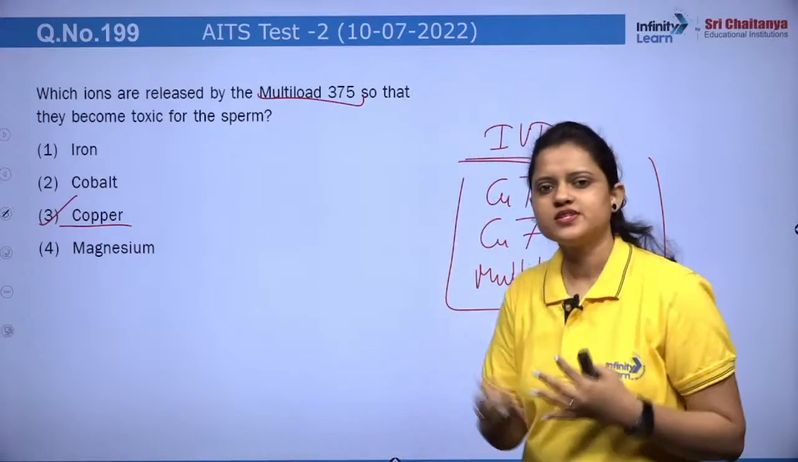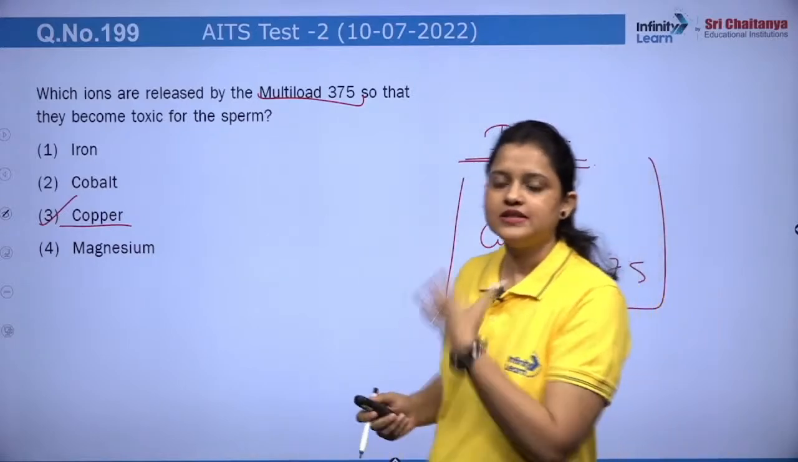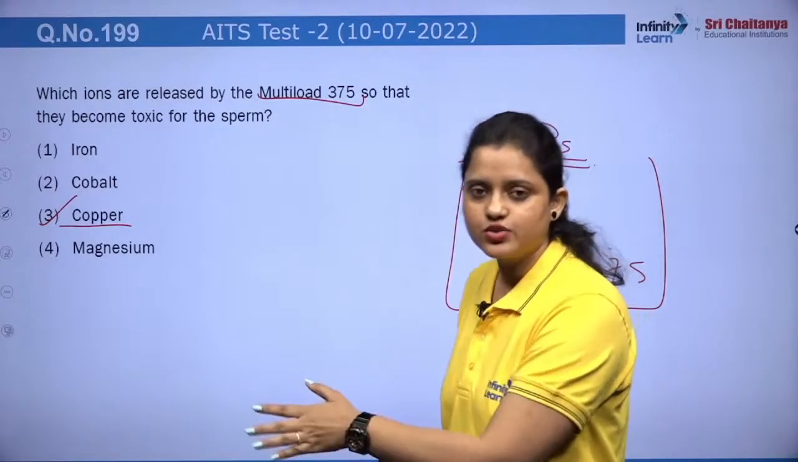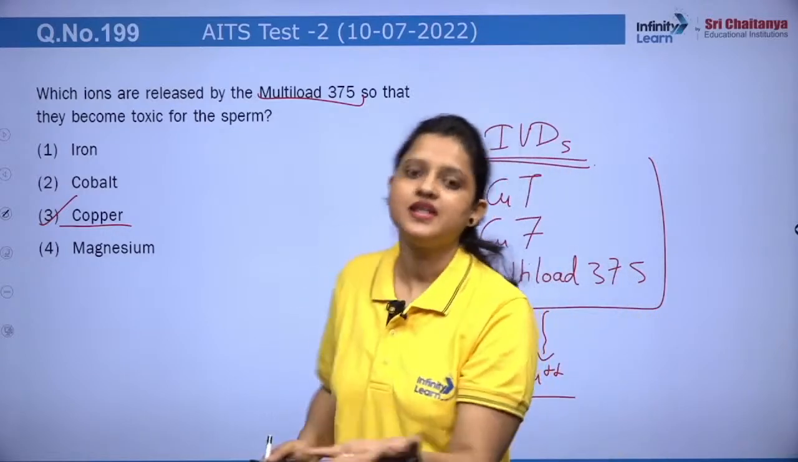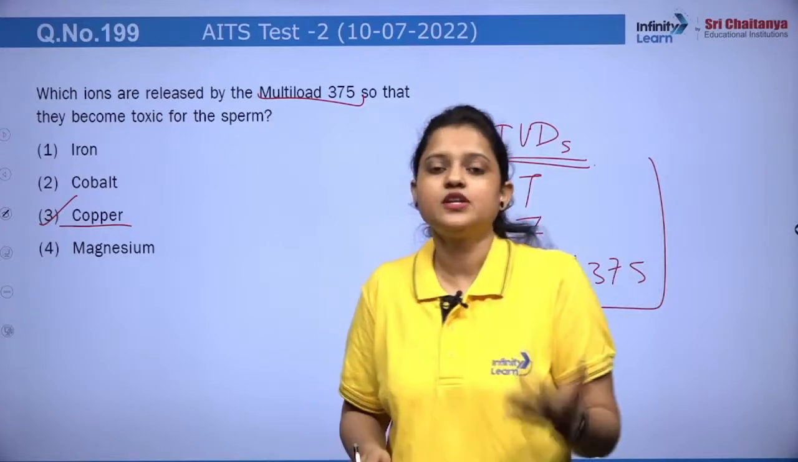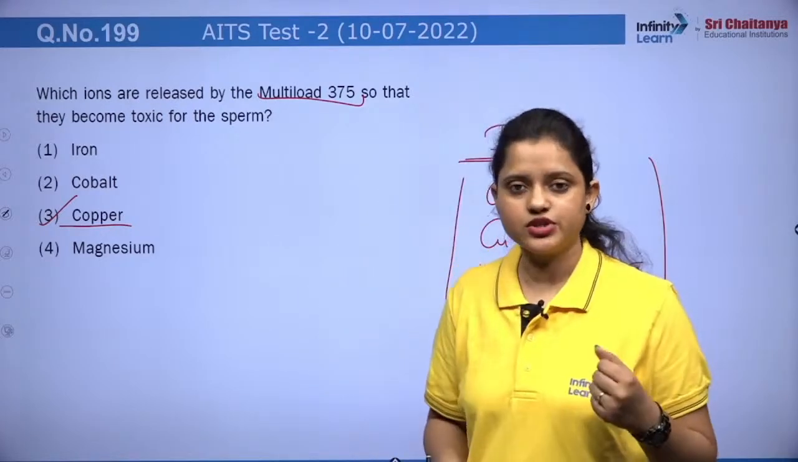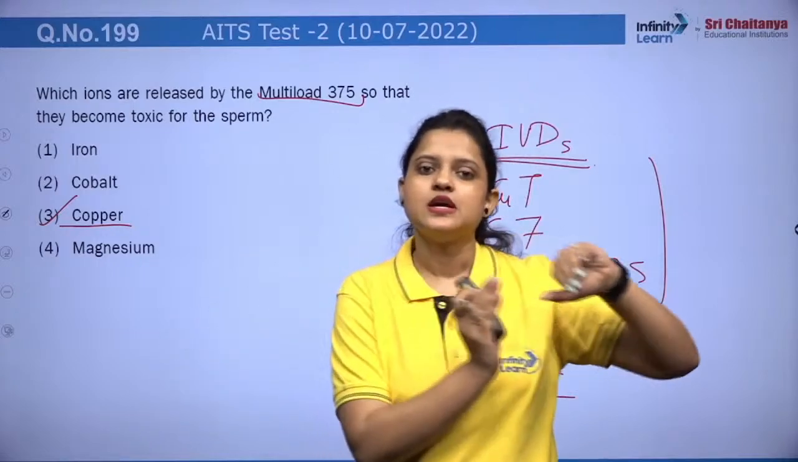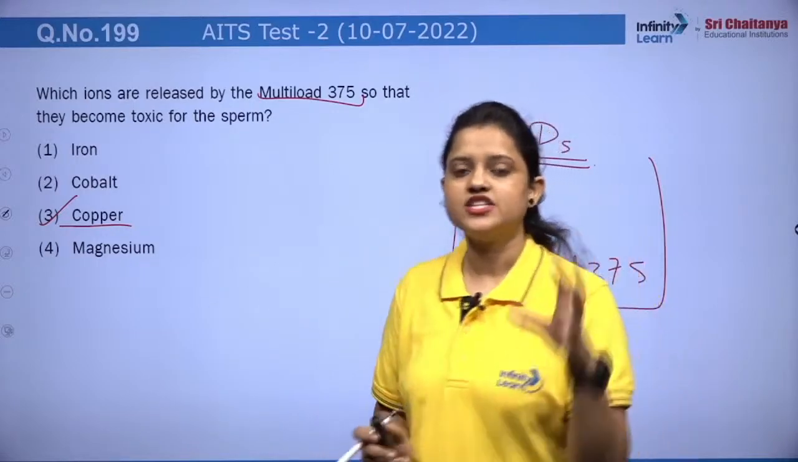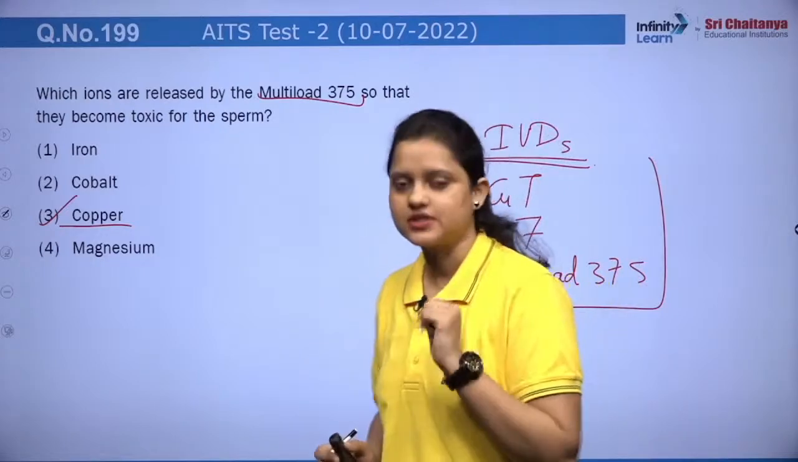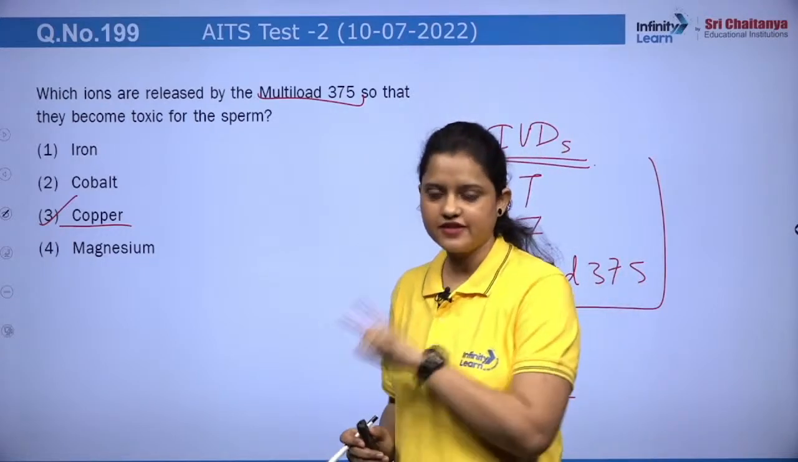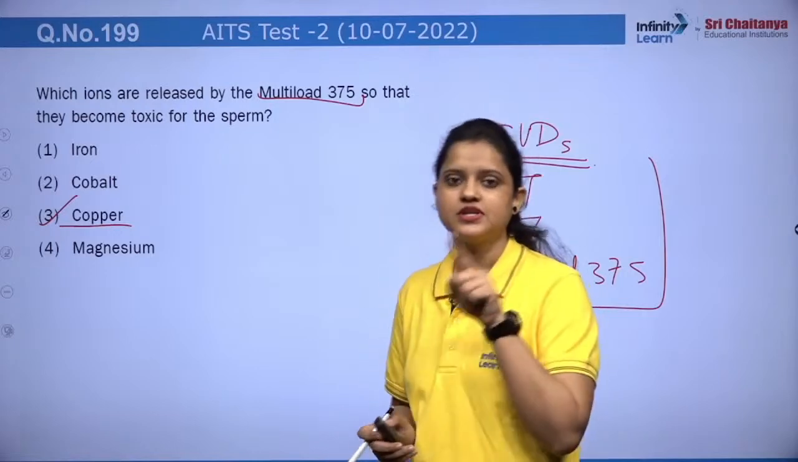There are more questions asked from this IUD. These IUDs like Lippes loop, that is a non-medicated IUD, will prevent the implantation and prevent the growth of embryo in the uterus. There is one more IUD that releases hormones like the LNG-20 and Progestasert, and this is the copper releasing IUD, Multiload 375, Copper 7 and Copper T.